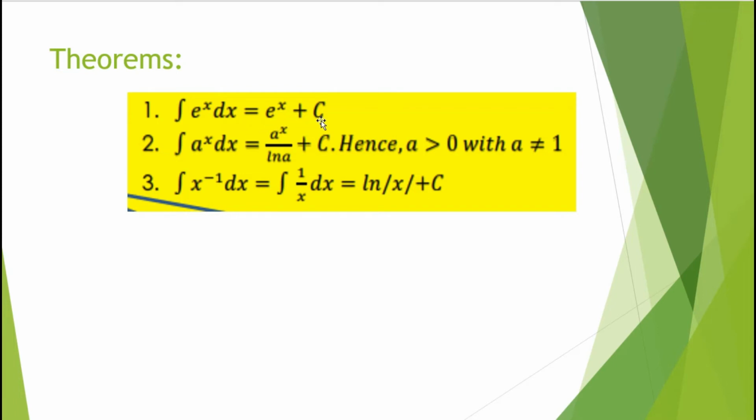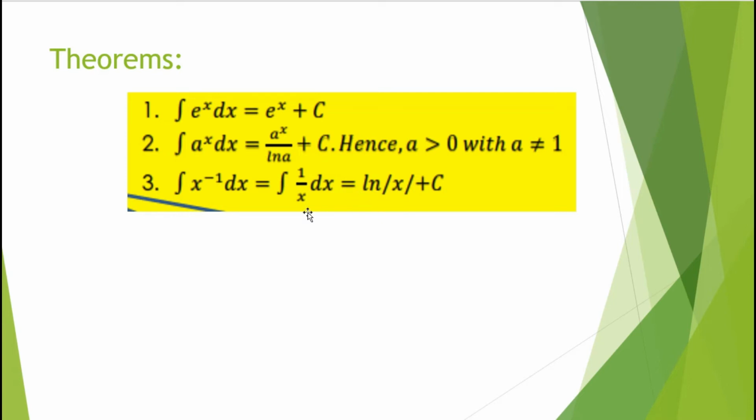So again, sabi nga natin, the antidifferentiation is the inverse of differentiation. And then napapansin natin to sa theorem number 1, the indestructible e raised to x. So ganun din, ano? So sa number 2, we have the integral of a to the x dx is equals to a raised to x over ln of a plus c. And then yung third, the integral of x raised to negative 1 dx can be rewritten as integral of 1 over x dx. So when we integrate this one, it is equal to ln of x plus c.